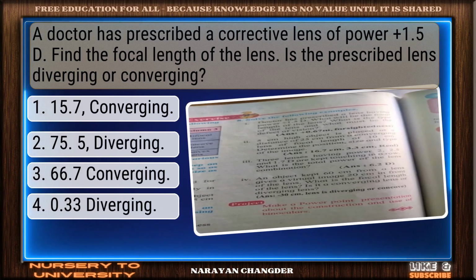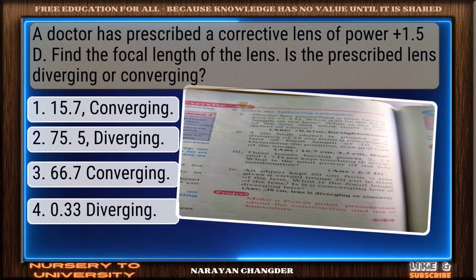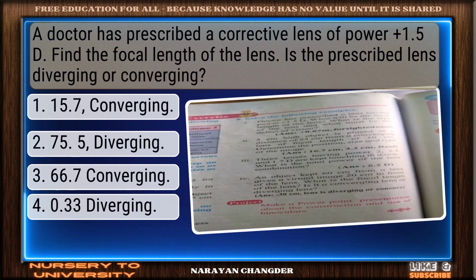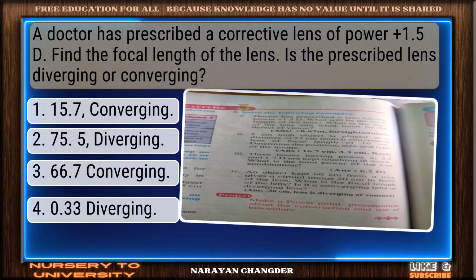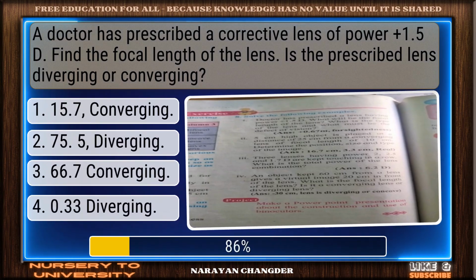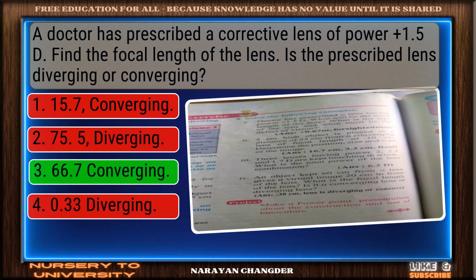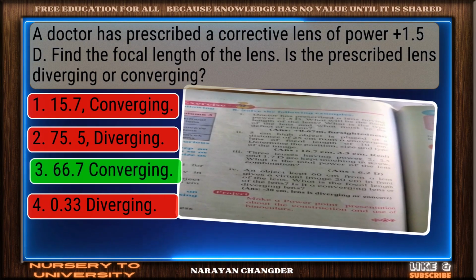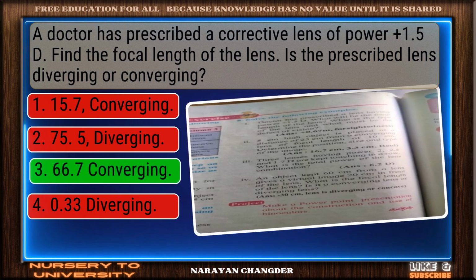A doctor has prescribed a corrective lens of power plus 1.5 D. Find the focal length of the lens. Is the prescribed lens diverging or converging? Nice selection. 66.7 converging is the correct and valid answer.